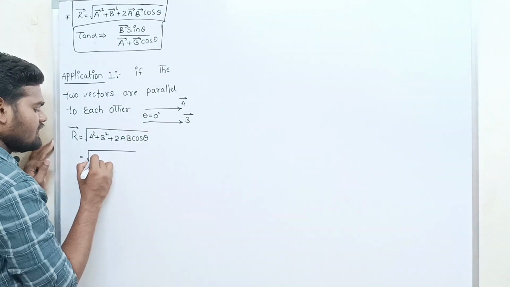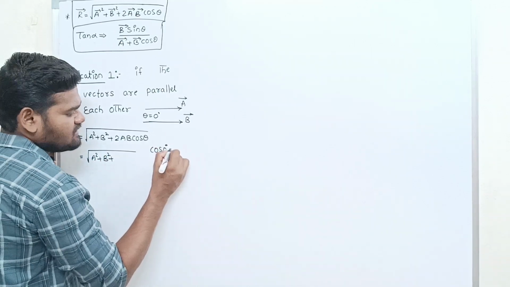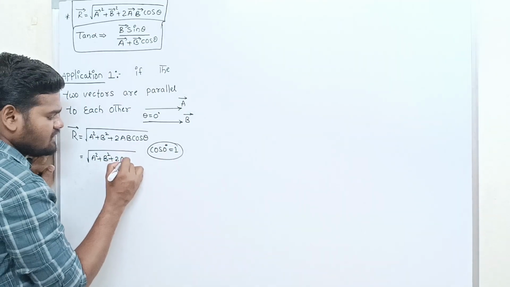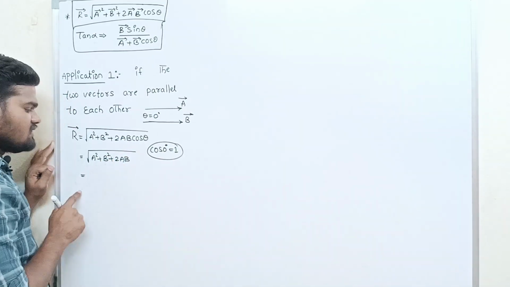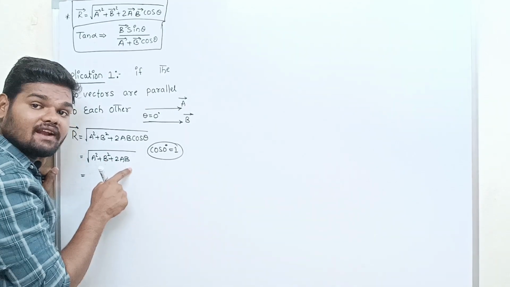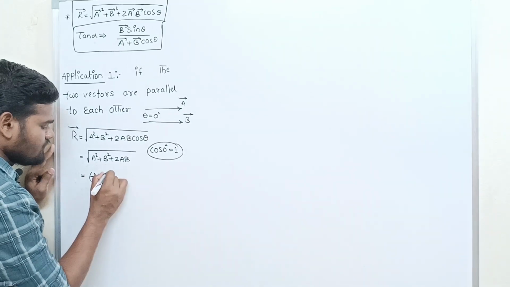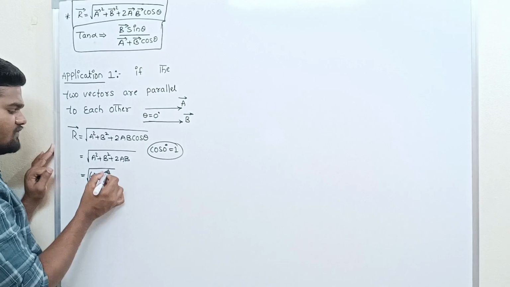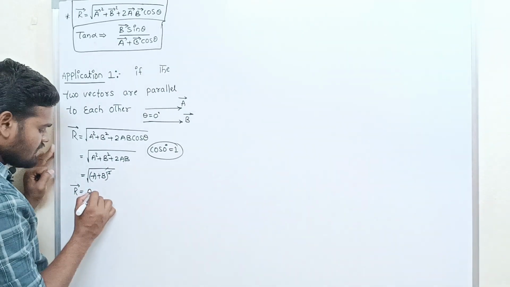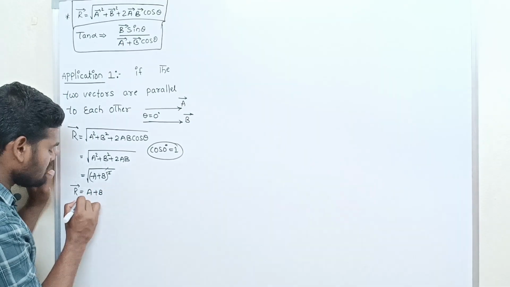So we get the square root of a square plus b square plus, what is the value of cos 0 degrees? 1. The value of cos 0 degrees is 1. 1 into 2ab, we get 2ab. So this is in the form of a square plus b square plus 2ab. We can write a plus b whole square under root. So the square root gets cancelled out. Then we get r bar equals a plus b, and this is called the maximum resultant.